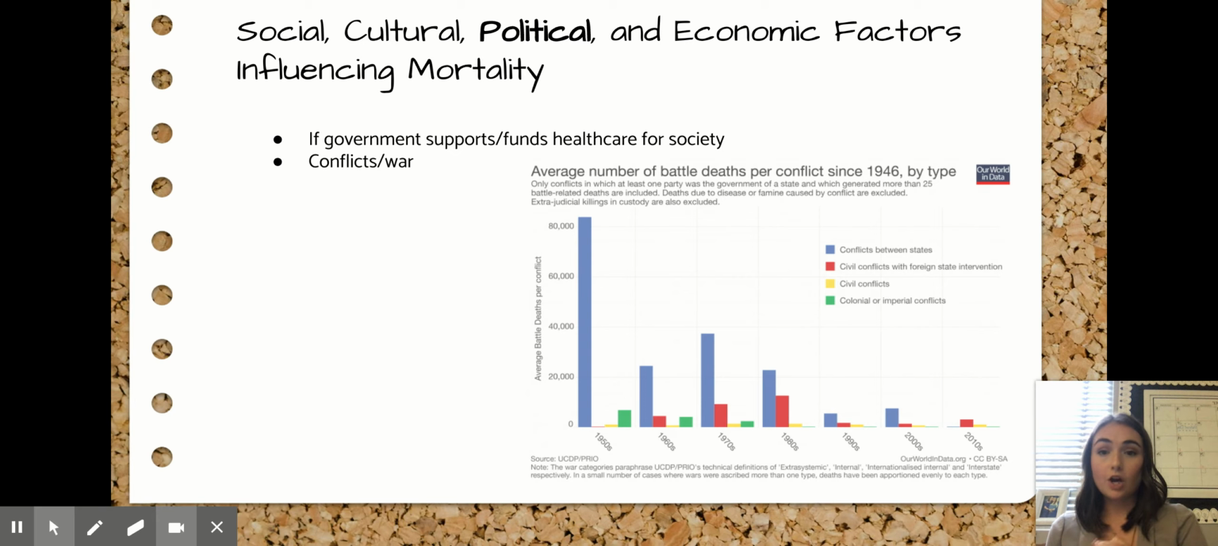What else was I talking about? Oh, and then obviously if government supports or funds healthcare for society. So if there's government funded healthcare and stuff like that, it does affect mortality rate. Maybe not like you think it is going to, though.